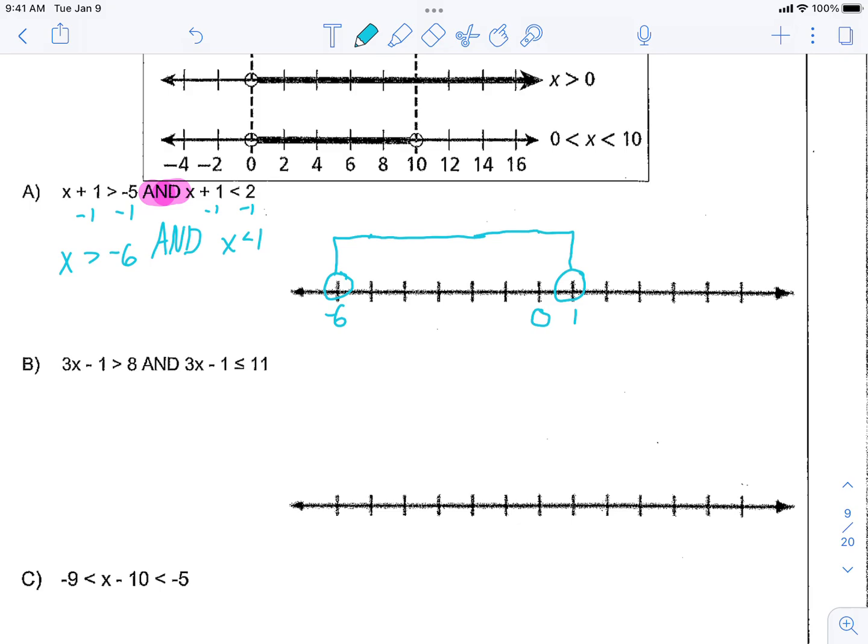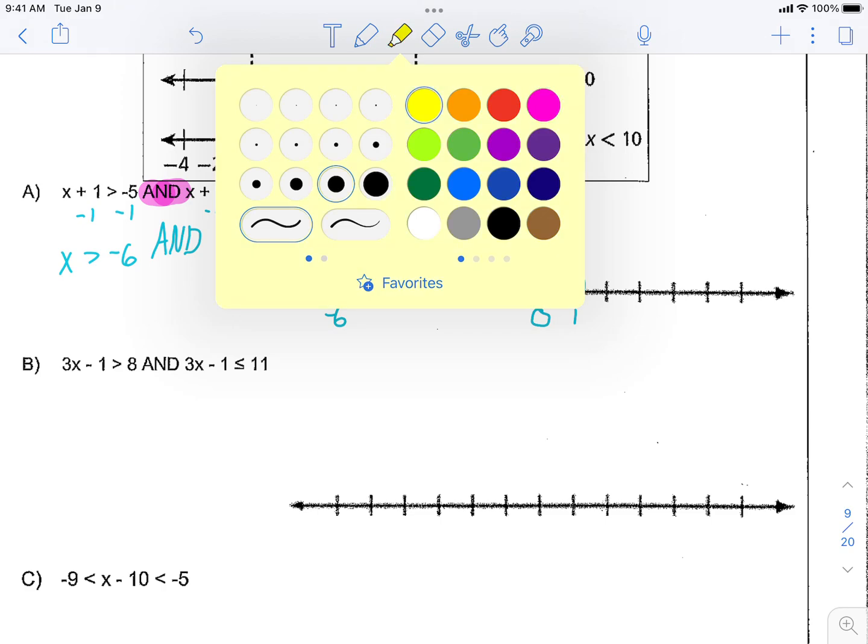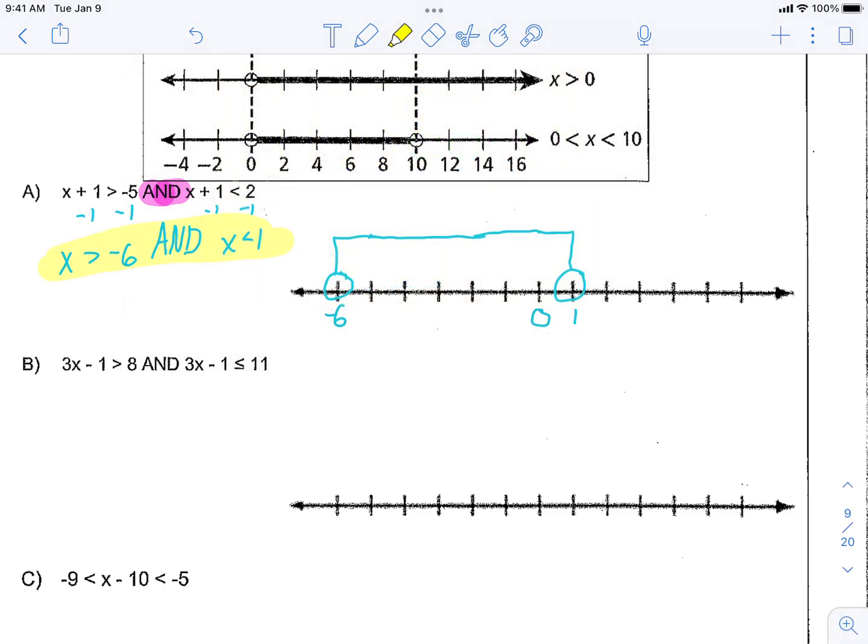The reason is that the solution has to satisfy both inequalities. We need a number that is greater than -6 and less than 1. It has to satisfy both of them. So what number is greater than -6 and less than 1? Anything in here. That's why they meet in the middle. I'm a teacher and a basketball coach. I am both of those things.